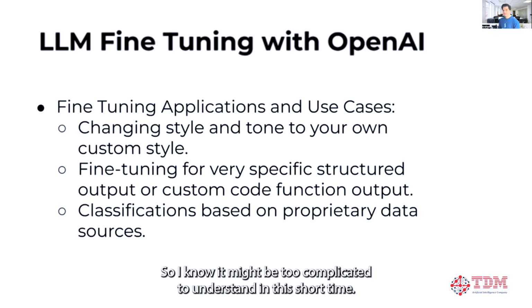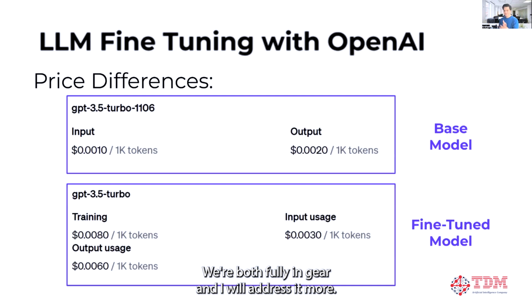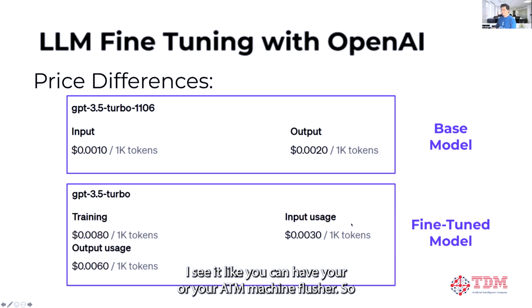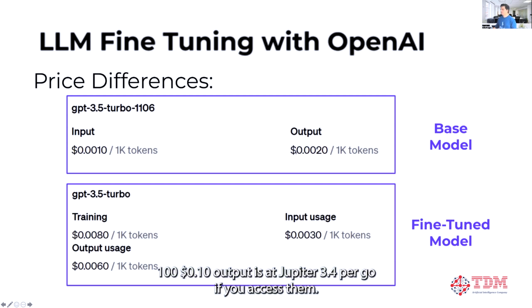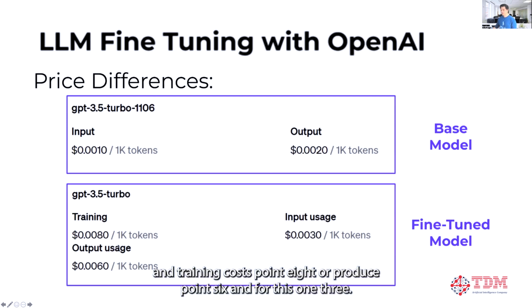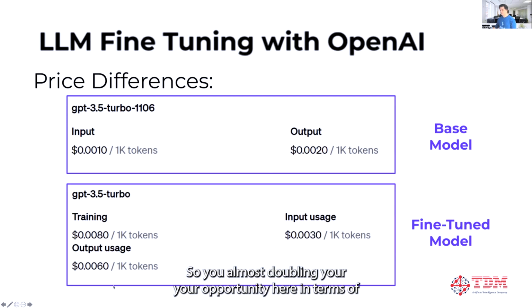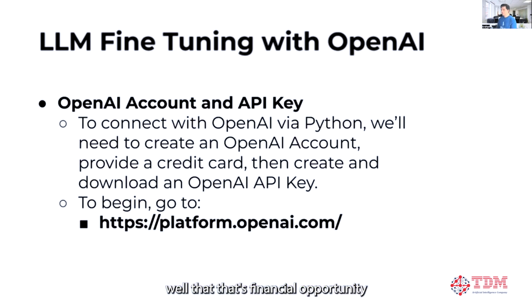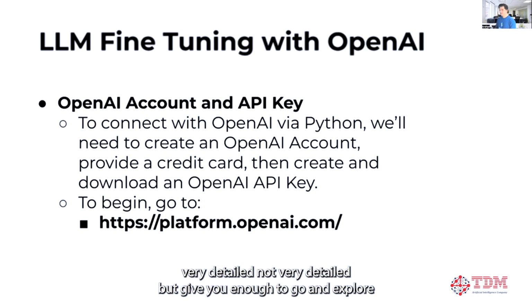I know it might be too complicated to understand in this short time, but hopefully in Q&A we'll address it more. So this is what it looks like in terms of pricing and the opportunity for people in the entrepreneurial space. I see it like you can have your ATM machine for sure. This is the input cost, 0.0010 cents. The output is at GPT 3.5 Turbo. If you access them, this is what they're asking. And if you fine-tune, you get an output in this format. Training cost is 0.8, output is 0.6, input is 0.3. So you're almost doubling your opportunity after you fine-tune and make it available for others to consume. That's a financial opportunity.